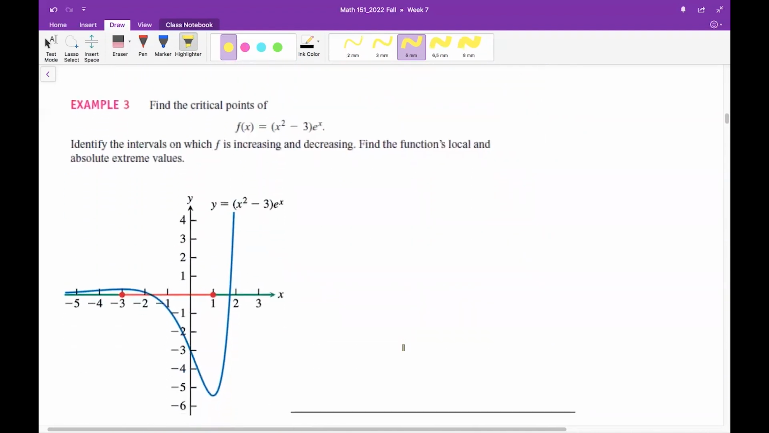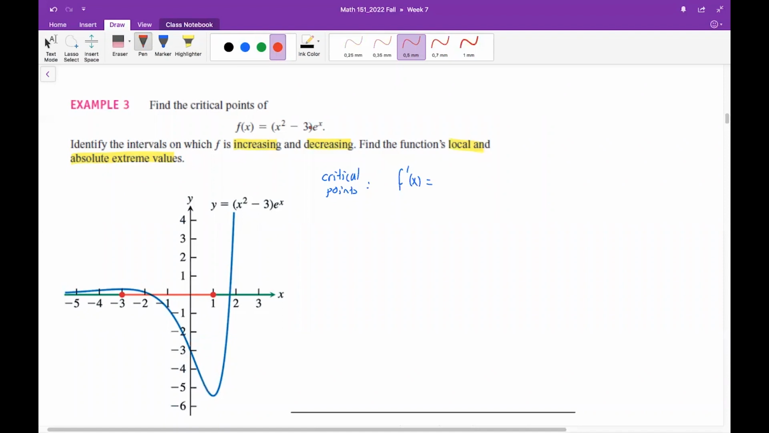Here is the example for you. Our function is given with this expression. We want to find the intervals on which f is increasing, decreasing, then we want to find the local and absolute extreme values of this function. First of all, you start by computing the critical points. Okay, that's why we start by computing the first derivative.